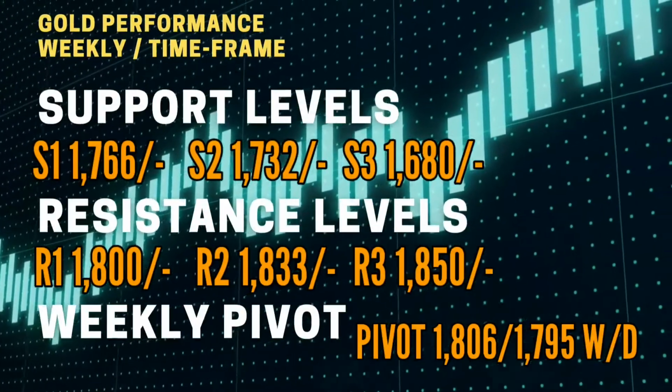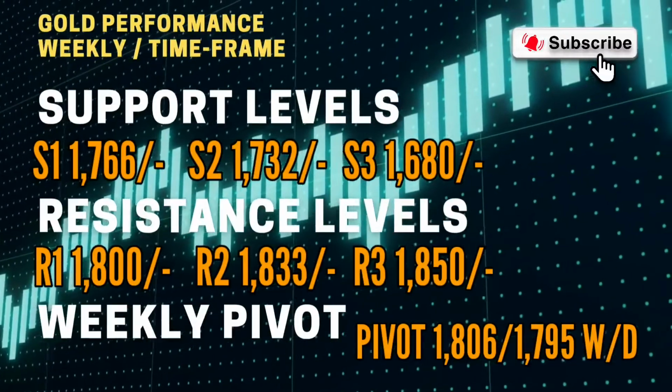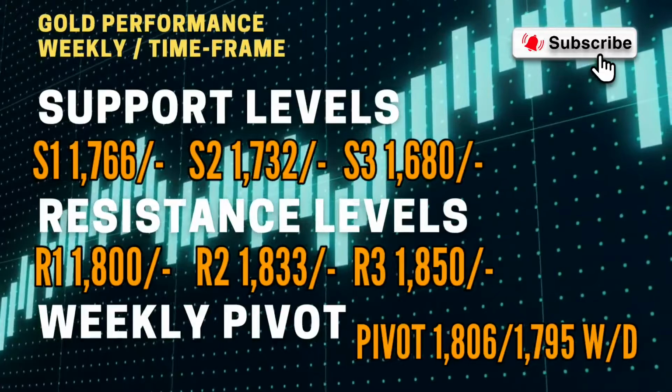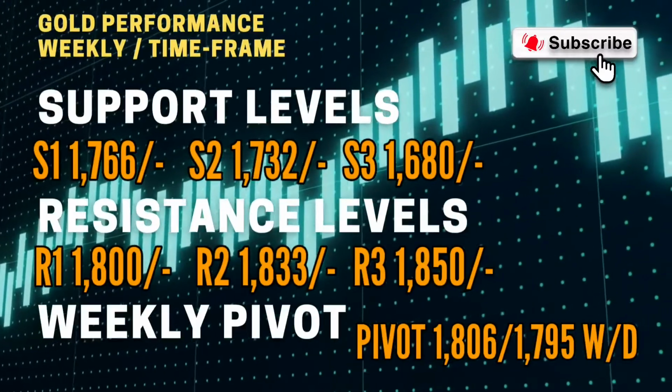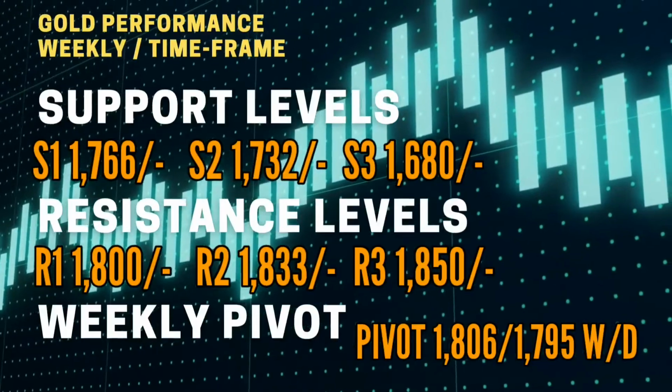The pivot on the weekly chart is about 1806 and on the daily chart 1795. As long as we are trading below these figures, you can place a sell at the beginning of the week at these levels. That's all for numbers. We'll move on now to the economic calendar.